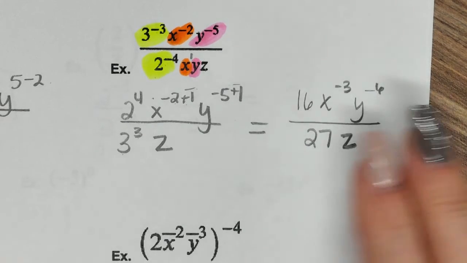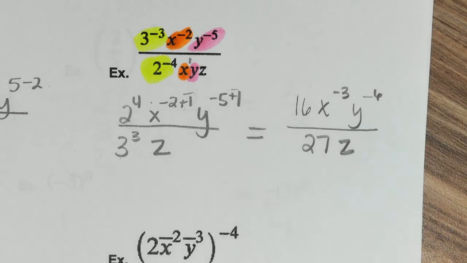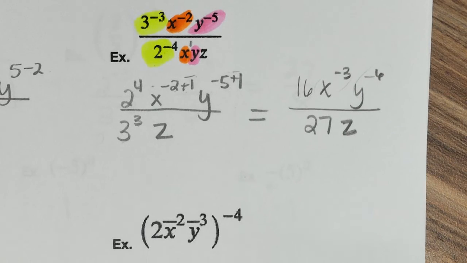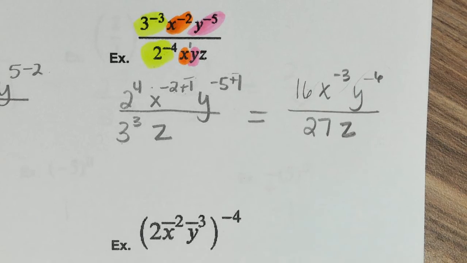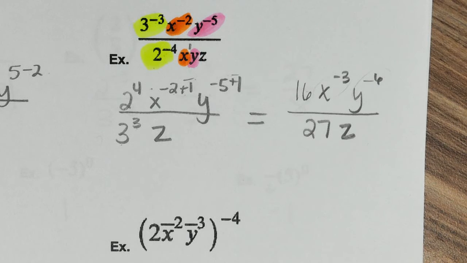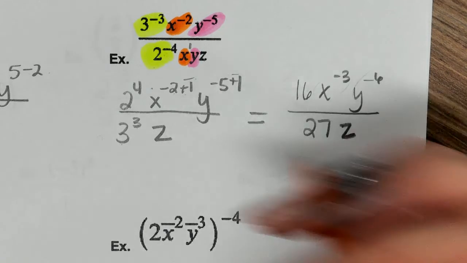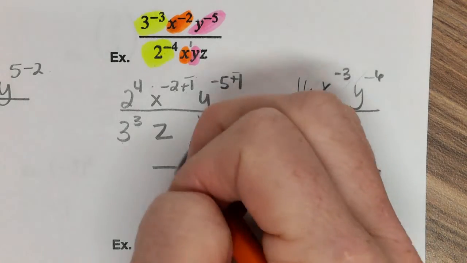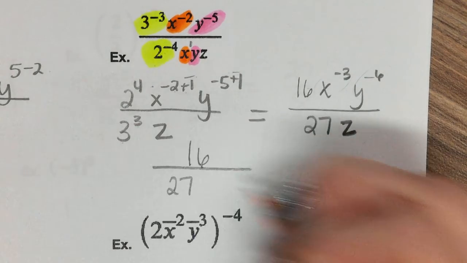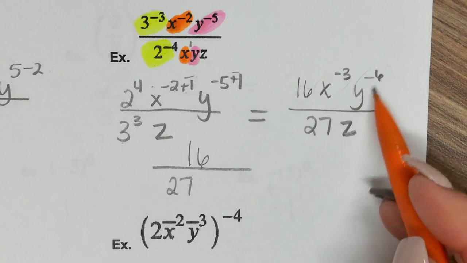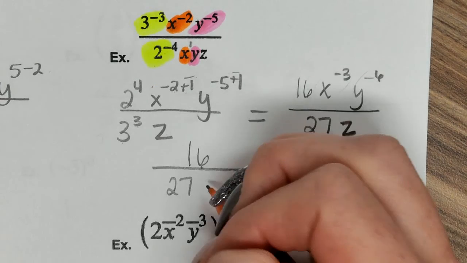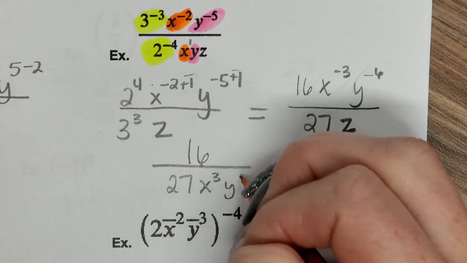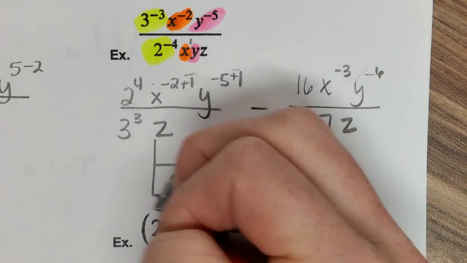Okay, this is technically a correct answer, but I can't have a negative exponent, so these need to be pulled to the bottom. Okay, can I simplify 16 over 27? I don't think so, right? All right, so here we go. 16 is going to stay 16, and it's going to stay on top all by itself. 27 is going to stay 27, and then I'm going to put these in alphabetical order on the bottom, which would be x to the 3, y to the 6, z. And that's my answer.